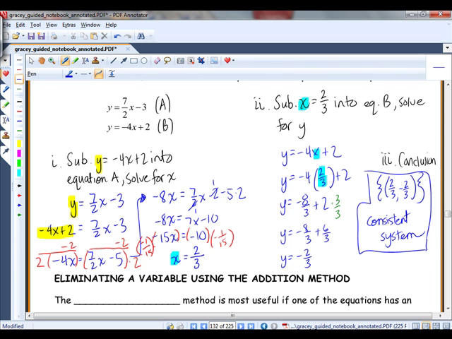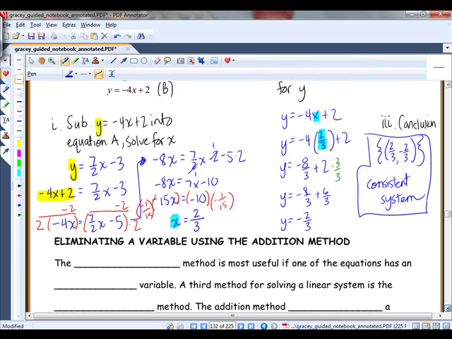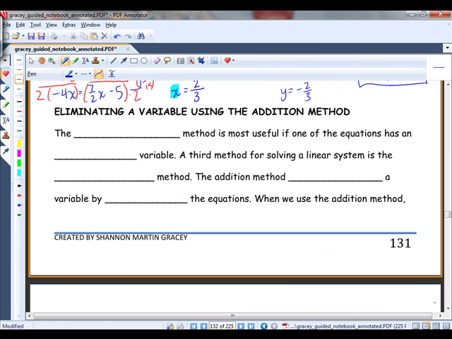All right, how'd you do? I bet it was fine. Don't worry, fractions are your friend. Okay, here we go. On with the lesson.